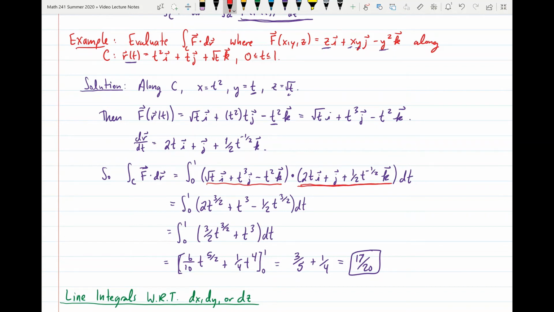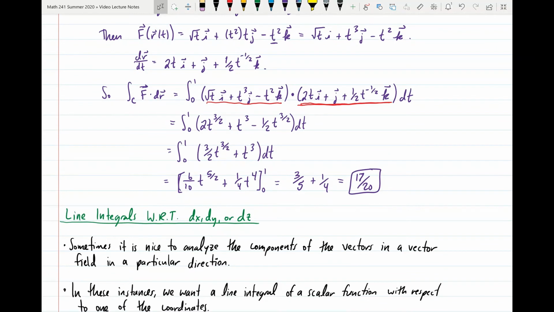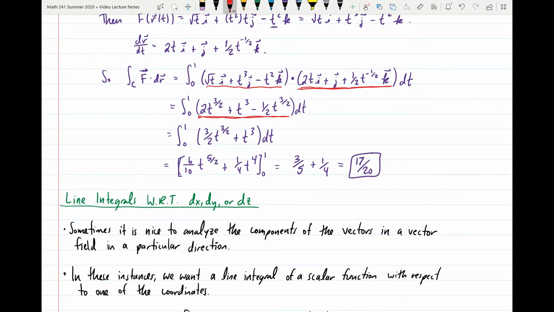And we take the dot product of these two vector-valued functions here. And we get 2 times t to the 3/2 plus t cubed minus 1/2 t to the 3/2. And now notice, after we've taken the dot product, this is now just a scalar function. So it takes one real value t and outputs one real value. And at this point, the integral is just an ordinary integral from Calc 1.